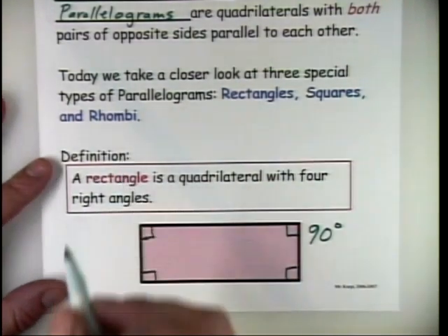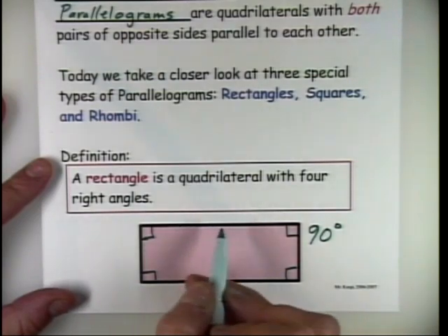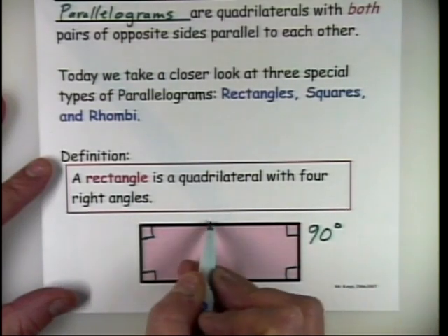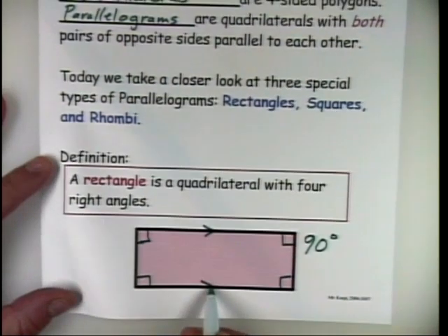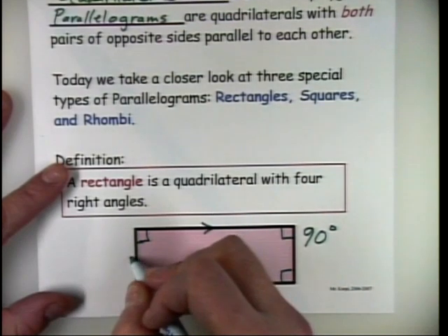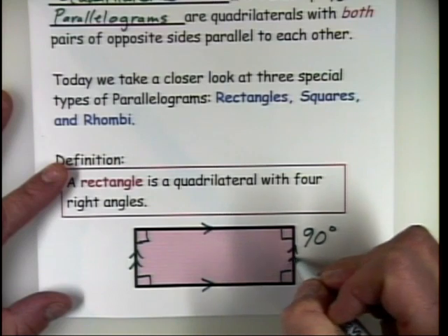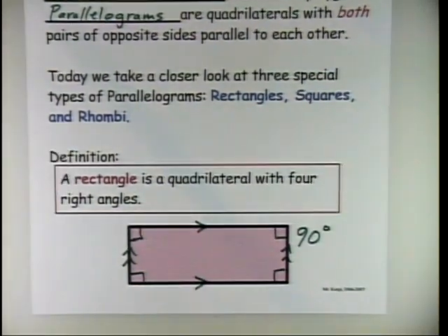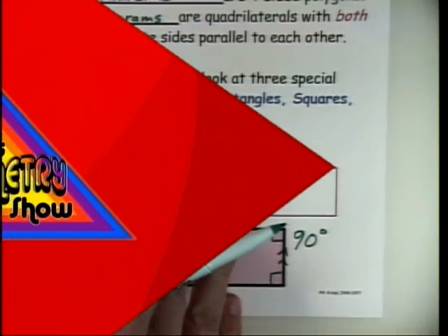Now, because it is a parallelogram, remember we can put notations here for opposite sides being parallel. We put the little arrow marks, so that's a nice review. Single arrows there, meaning that these two sides are parallel, and double arrows here, meaning these opposite sides are parallel. So it is a parallelogram. Now we're going to look at some special properties of a rectangle.